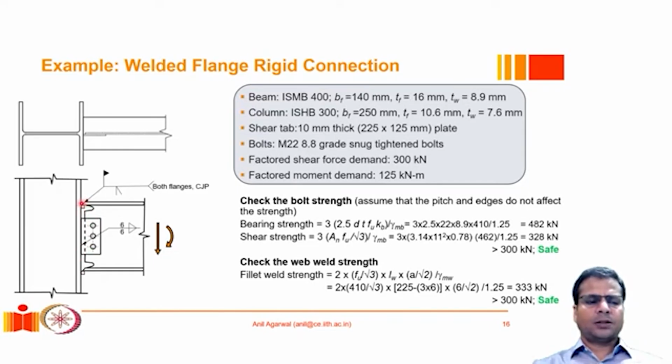Since these are complete penetration joint welds, we already know the dimensions. All we can do is check whether they are sufficient or not. So we will start with the bolt strength. There are a total of 3 bolts.